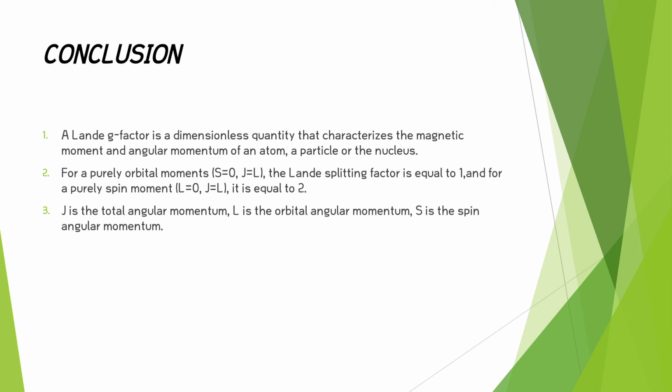For a purely orbital moment, S equals 0, where J equals L, the Landé splitting factor is equal to 1, and for a purely spin moment, L equals 0 and J equals S, it is equal to 2, where J is the total angular momentum, L is the orbital angular momentum, and S is the spin angular momentum.